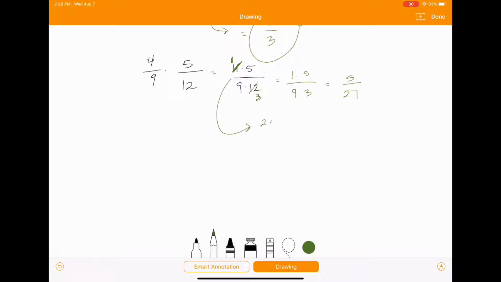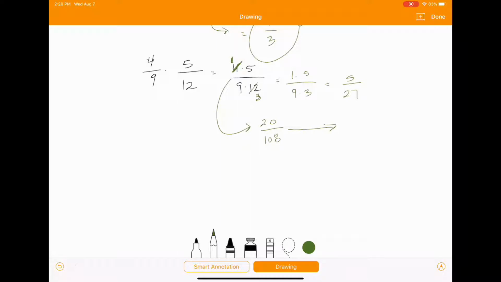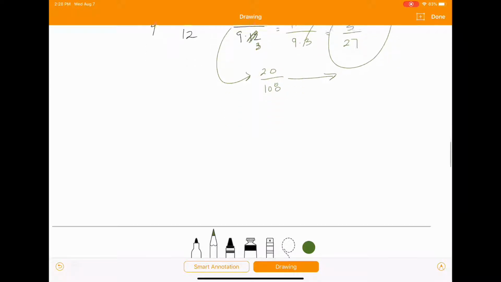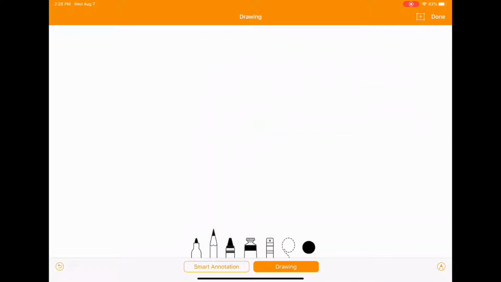which is a lot easier than if you just did this math straight out right here. You're going to end up with 20 over 108, and then you have to go through and do your simplifying steps. But if you just cancel them out right then and there, then you end up with a simplified answer for you already. Again, let's just go ahead and do one more of those to make sure you've got it.